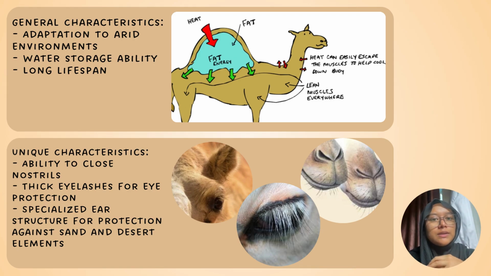And lastly is the unique characteristics. Camels have closable nostrils and thick eyelashes. It is essential for protecting the camel from blowing sand and harsh desert elements. And their specialized ear structure adds another layer of defense against the desert environment.